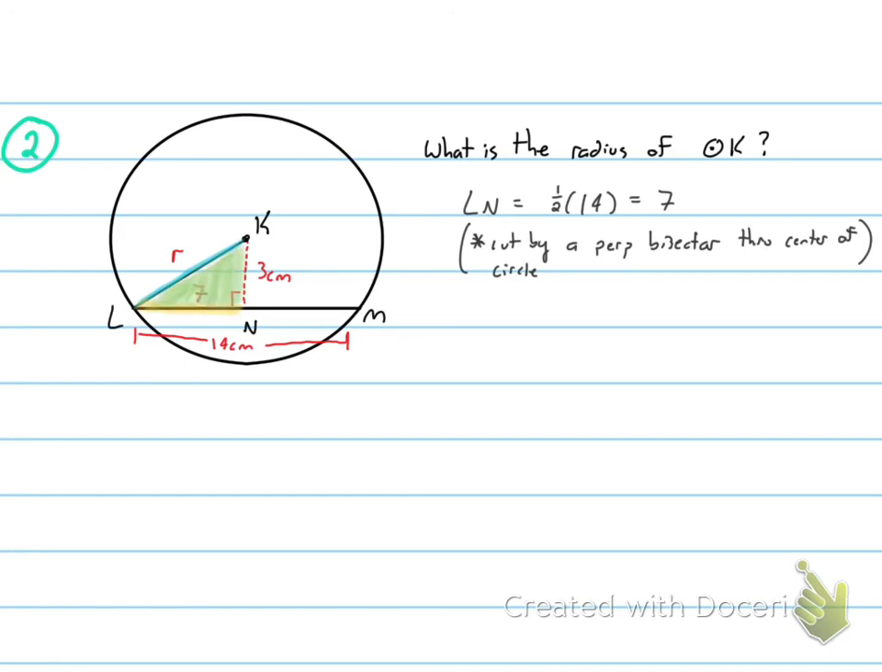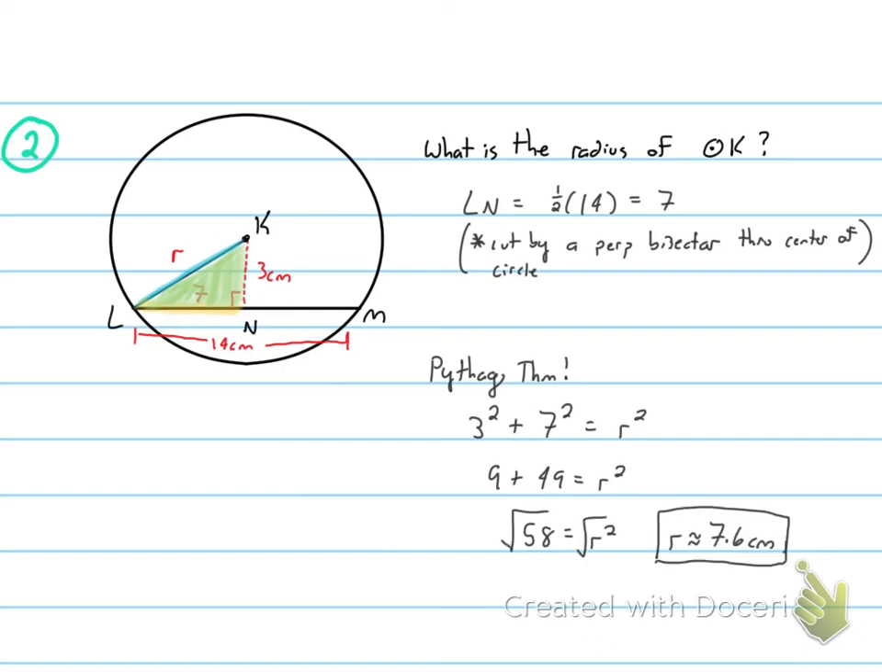Why I wanted to figure that out is because I can kind of see a right triangle here. Now, I have 2 of the legs. To find that missing hypotenuse, I would use the Pythagorean theorem. So I'd set this up by doing 3 squared plus 7 squared equals r squared, and solve from there. So finally, my radius would be about, if I'm rounding to the nearest tenth, 7.6 centimeters.